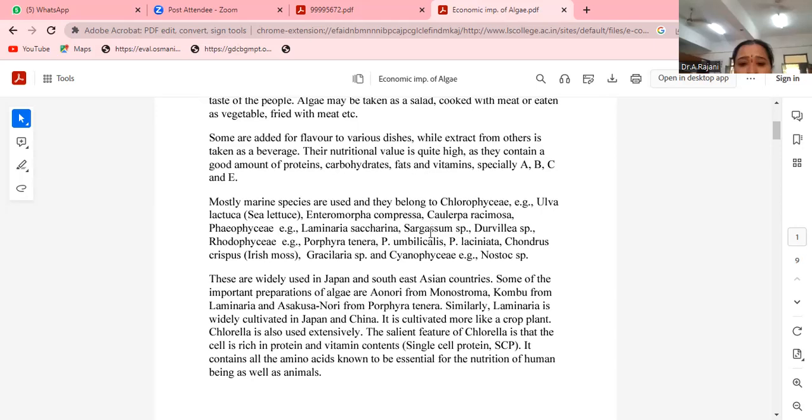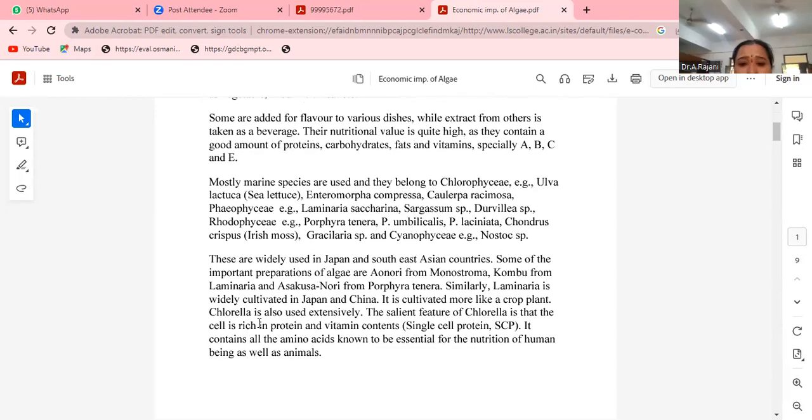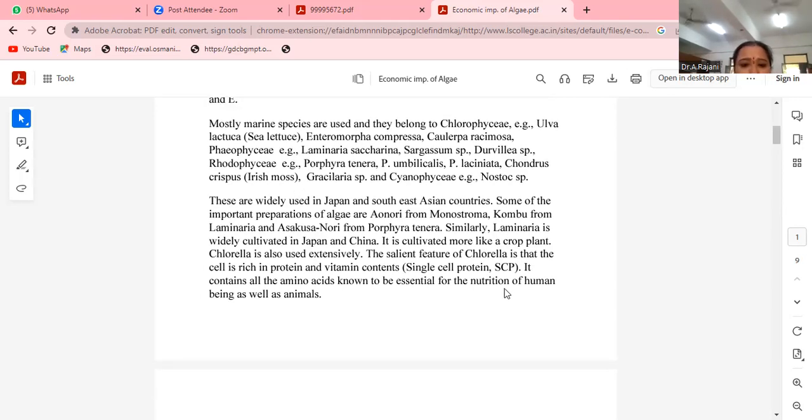The next one is Laminaria, as food algae, and you can observe it being utilized all throughout the world. Another most important one is Chlorella. Chlorella is very expert in this way; it is single cell protein. Scientists utilize Chlorella because of its high protein content and vitamins. Amino acids are also present. That's why it gives nutrition for human beings as well as animals. Only single cell proteins are present in this one.